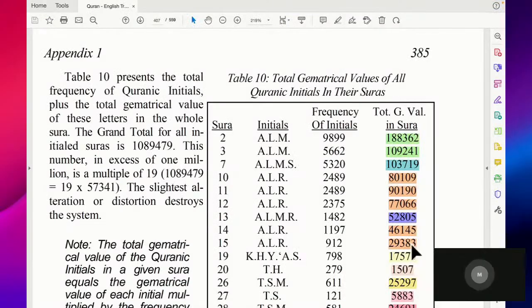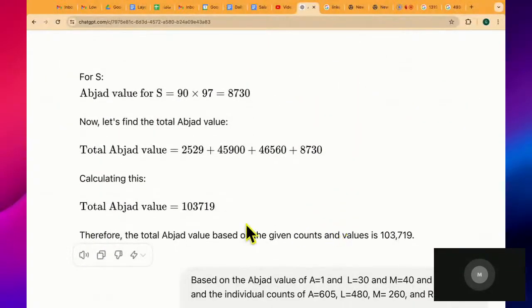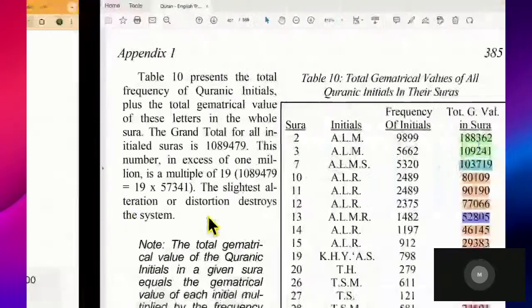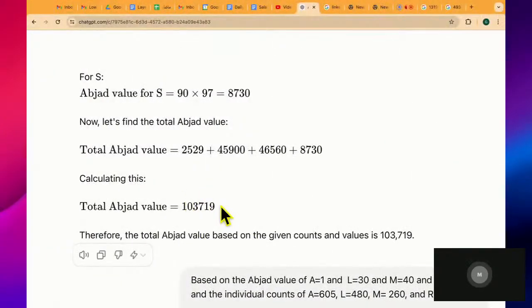Sometimes it makes mistakes. And then I moved on to, for example, Surah 7, Aleph Lam Mim Sad. So here, again, I needed to add the numbers. I said A 1, L 30, M 40, S 90. I needed to define S because it doesn't understand the difference between Sin or Sad, right? I had to say that this is Sad and it's 90. And the individual counts of these are the numbers for Aleph, Lam, Mim, and Sad in Surah 7. If we do the calculations, we will see 103,719. That's the same exact number here. So we have it for Surah 7.